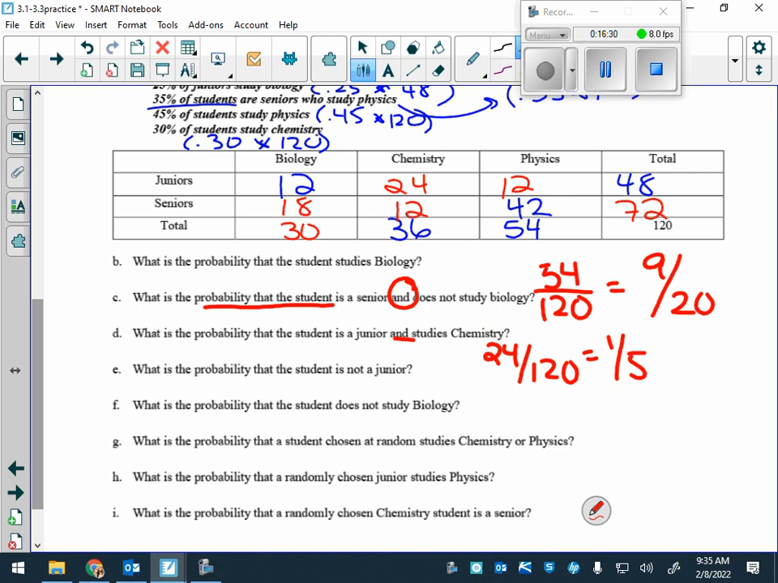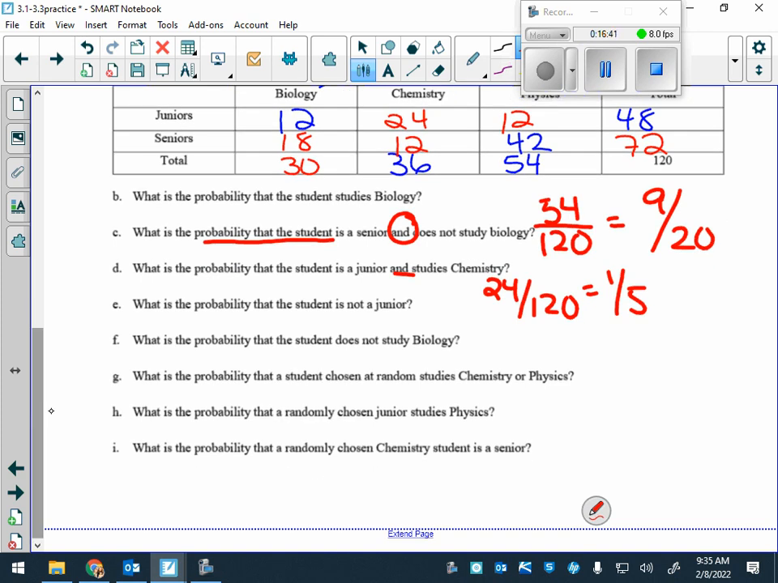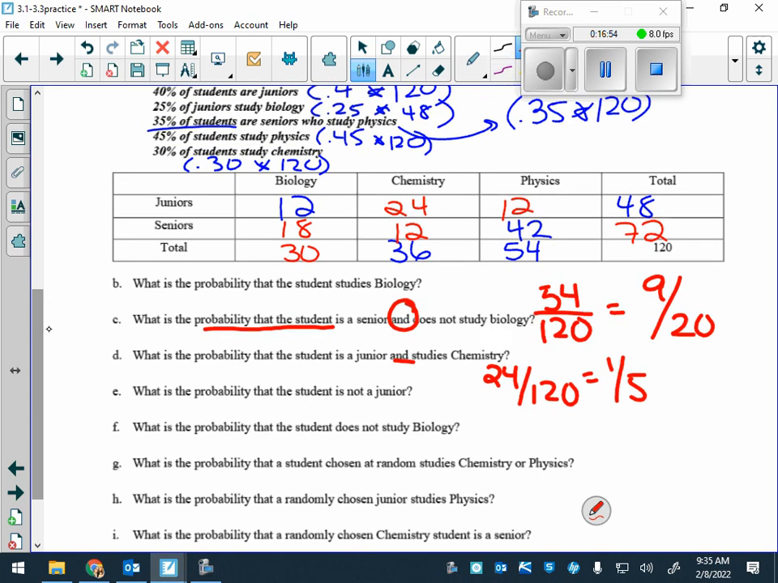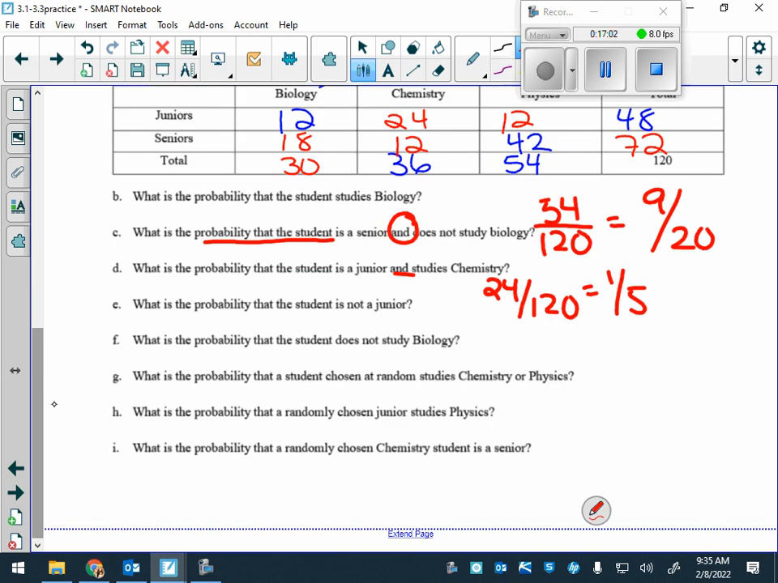It's 72 out of 120, which reduces to 3/5. So what we see on the board is correct. Then we have F. What is the probability the student does not study biology? It was 90 over 120. The student that does not study bio, you're adding 36 plus 54. So does not study bio, 90 over 120, which is 3/4.